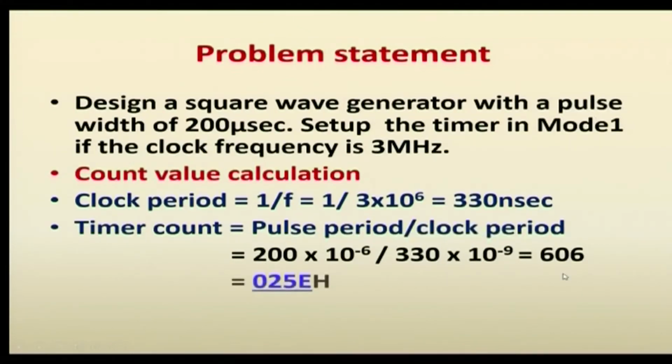Then we cannot give the decimal value directly; we have to convert it into hexadecimal, which is 025E. So, this is 16 bit, and automatically we have to select the 2 registers, the MSB and LSB registers.